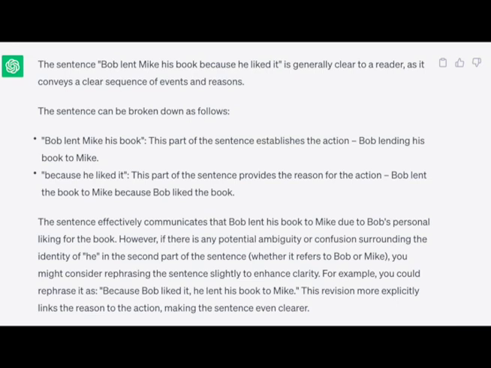Initially, ChatGPT responded that this should be clear to a reader, but if you look at the paragraph at the bottom here, in the second sentence, ChatGPT admits that, however, if there is any potential ambiguity or confusion surrounding the identity of he in the second part of the sentence, whether it refers to Bob or Mike, you might consider rephrasing it slightly to enhance clarity. So it then gives me one possibility. Because Bob liked it, he lent his book to Mike.